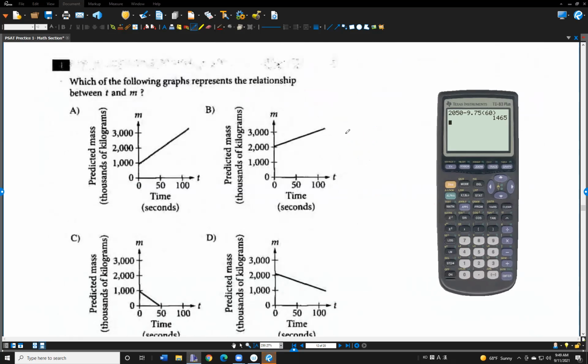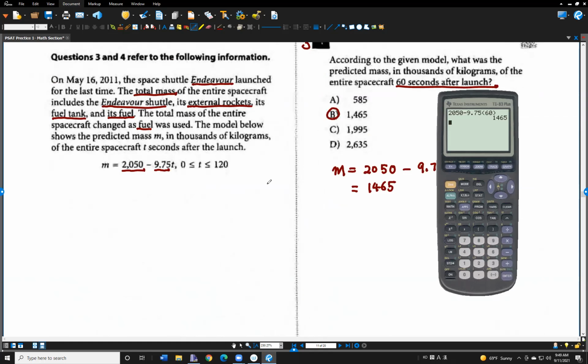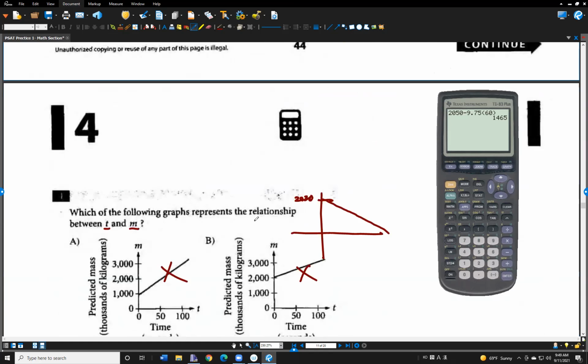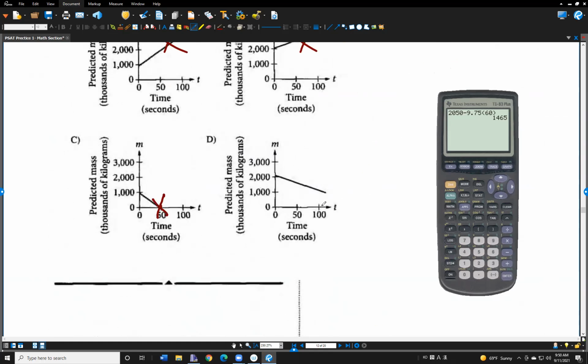Okay, which of the following is true between T and M? You know that 2050 is getting down, right? Decreasing, isn't it? This is not good. If 50, no. If 50 seconds, that is 0, you can check out. When 50, that is 0, no way. At 60 we still have 1465. So after 50 seconds, the mass is not 0. Okay, so this is wrong, but this one is correct. It is okay.